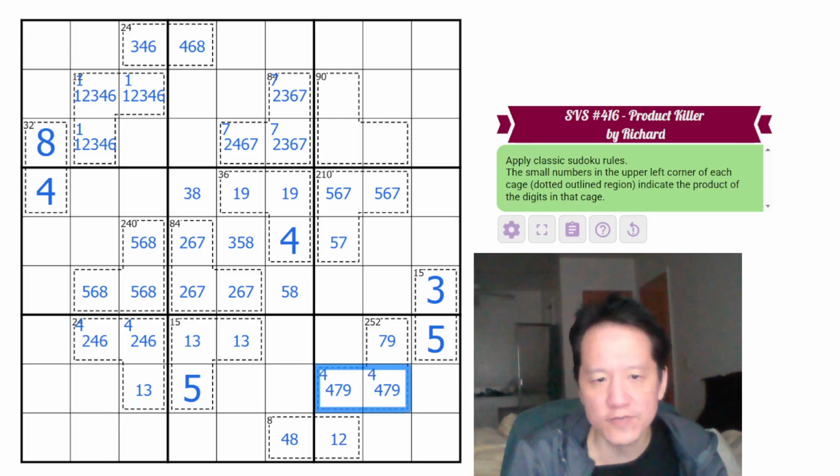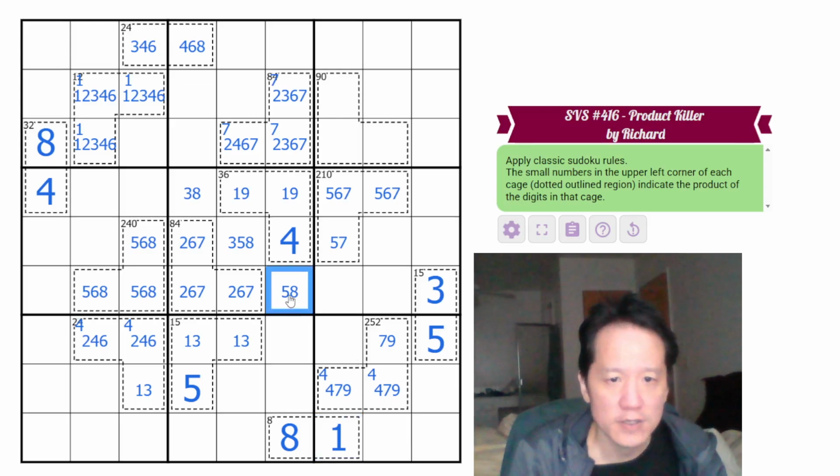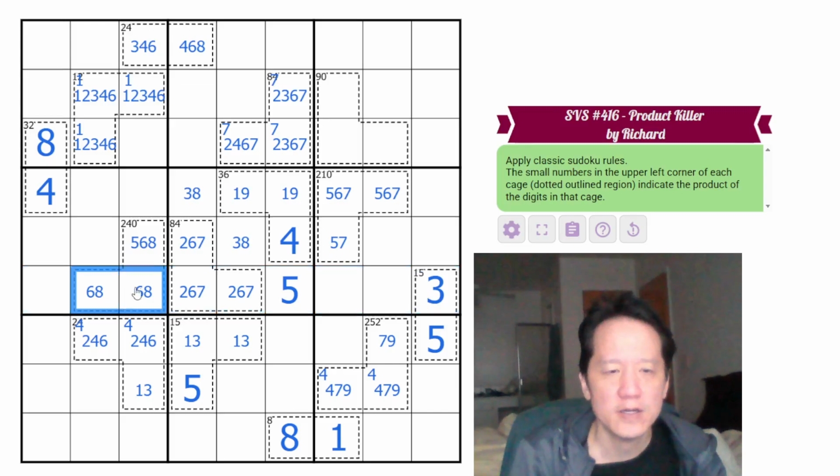One of these is a 4 then. This can't be 4 because of this 4, so this must be 8, and this has to be 1. This can't be 8 anymore, so this must be 5, which means this can't be 5. These can't be 5. Therefore, they form a 6, 8 pair in box 4, which eliminates 6 and 8 in the rest of the box.